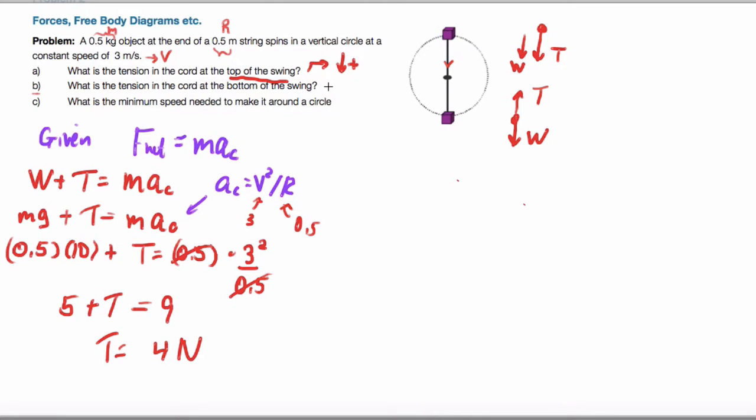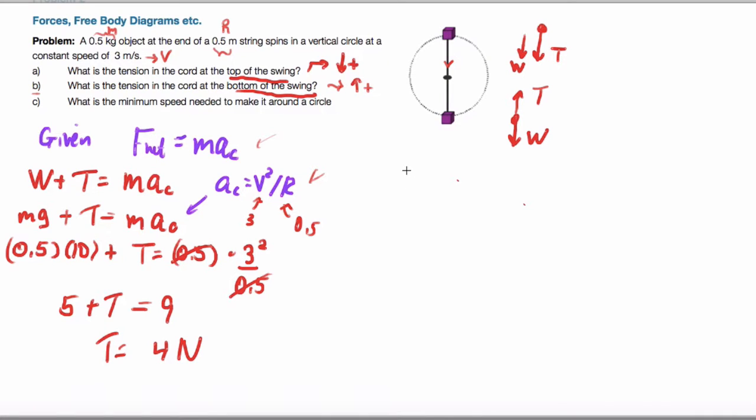Now, at the bottom of the swing, we have a slight change in the sign convention, which is that upwards is now the positive direction. Again, that's another thing that we need to have you remember. So that won't be given. We still have the same given equations. Now, something changes in what we write down, though.